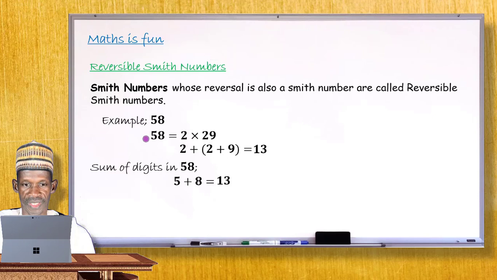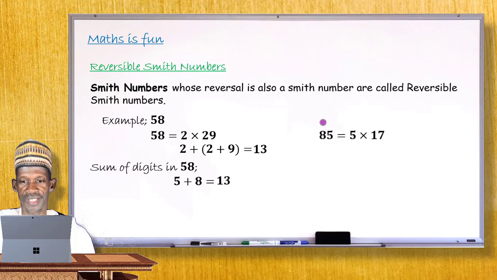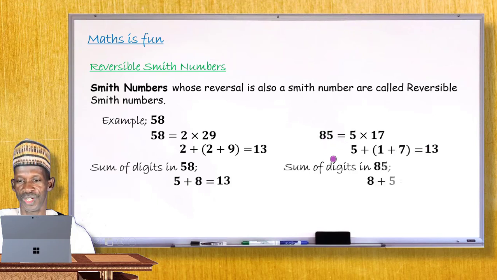But 58 is a reversible symmetric because its reversal, that is 85, is another symmetric number. Let me take this 85, the reverse of 58, and check whether it is symmetric. So the factors of 85 are 5 times 17. If I add those digits in 5 and 17, I'll have 5 plus 1 plus 7, which will give me 13. And the sum of the digits in 85, that is 8 plus 5, is also 13.